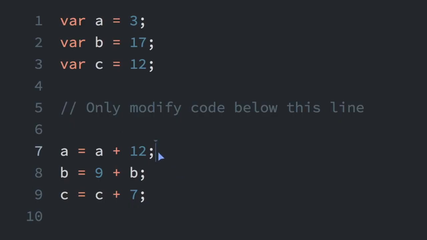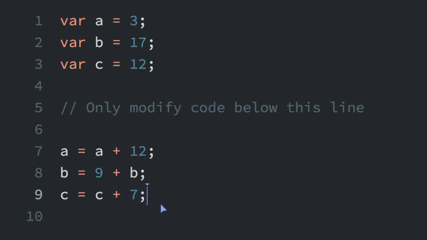It's common to want to add a number to a variable like this. See, a equals a plus 12. Well, a starts at 3, plus 12 is 15. So we're just adding 12 to whatever a is. Here we're adding 9 to whatever b is. Here we're adding 7 to whatever c is.